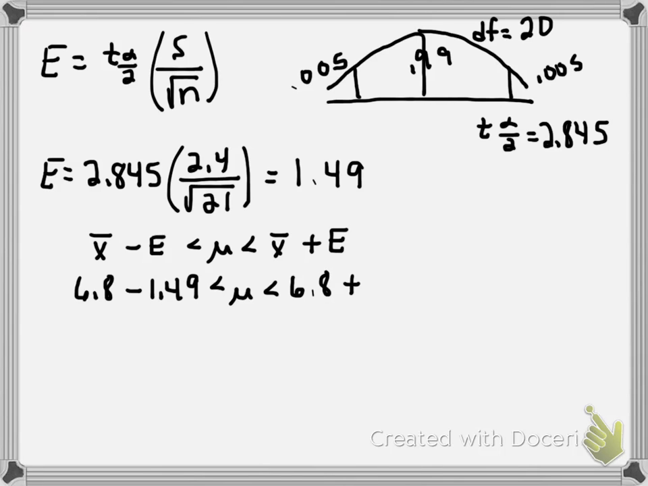6.8 plus 1.49. Keep in mind for our final answer, we want to round to the same number of decimal places as the sample mean, and as you can see, 6.8 has 1 decimal place. So on the left side, subtract, round to 1 decimal place, and you should have 5.3, and we do have a label, in this case years, is less than the mean is less than. Now do the same thing on the right side. Add those together, round to 1 decimal place, and you should get 8.3 years. So there's our answer.